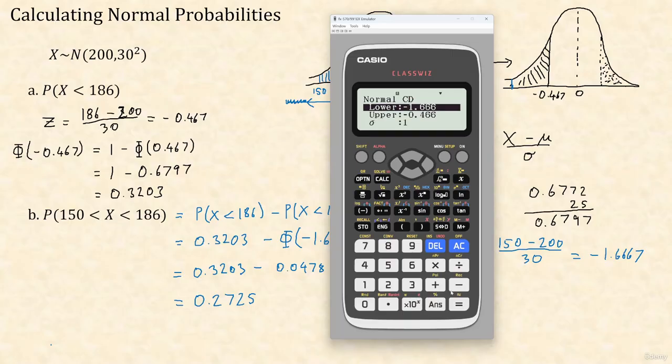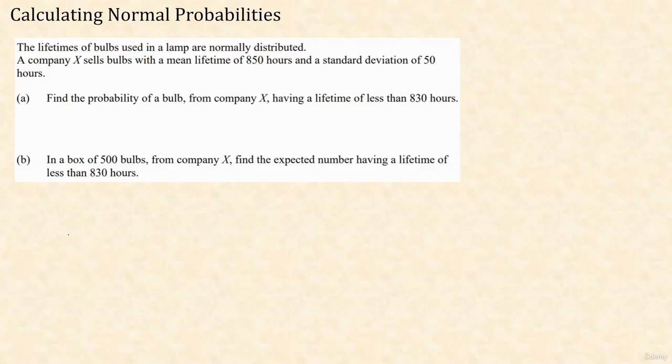Okay, let's try another question. So this one says, the lifetime of bulbs used in a lamp are normally distributed. A company X sells bulbs with a mean lifetime of 850 hours and a standard deviation of 50 hours. So let's write down the distribution. So B for bulb, the lifetime of those bulbs, normally distributed with a mean of 850 and a standard deviation of 50.